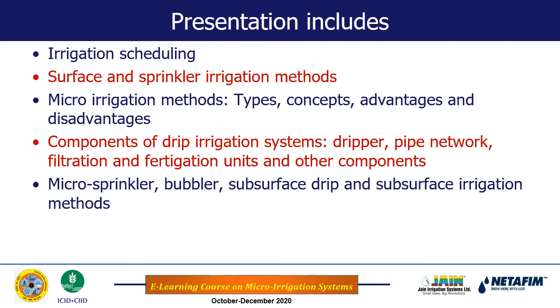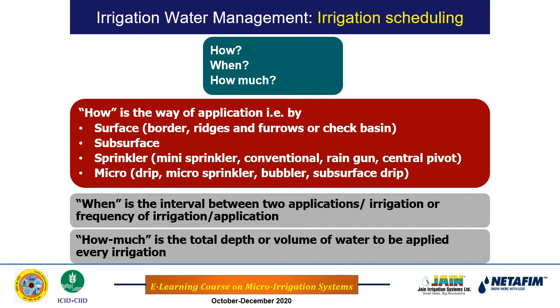This will be followed by the different versions of the micro irrigation systems, that is micro sprinkler, bubbler, subsurface drip and subsurface irrigation methods. So there are basically 5 divisions of today's training presentation, and we shall start with irrigation scheduling briefly.